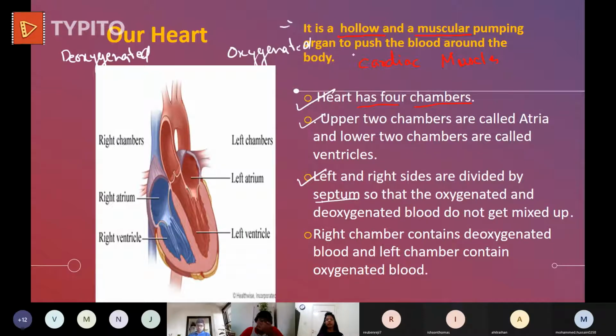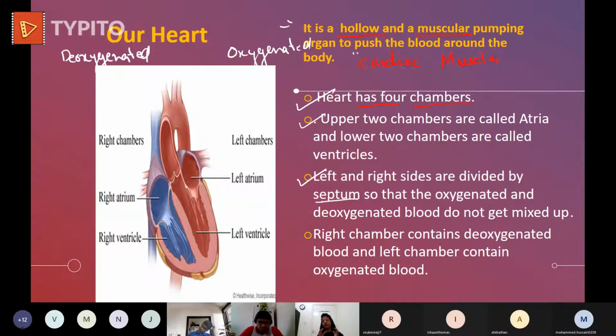Now let us see a little bit more about the heart. Heart is hollow. I used to think inside the heart there would be a machine pumping the blood here and there. But the inner side of the heart is just hollow. Nothing is there. And it is a muscular pumping organ. It is made up of cardiac muscles. Cardiac muscles are contracting and relaxing, and they are actually throwing the blood. Okay. So what is the function of the heart?